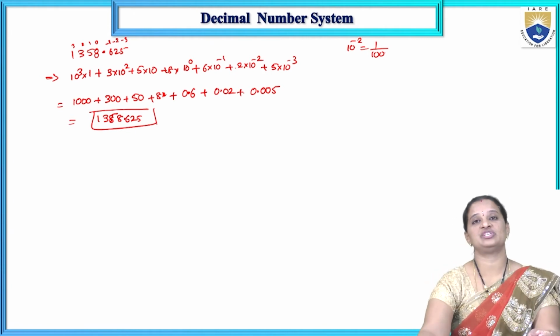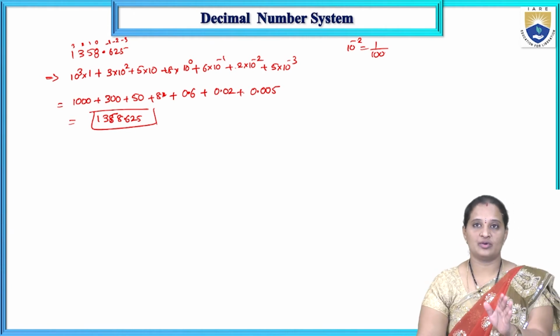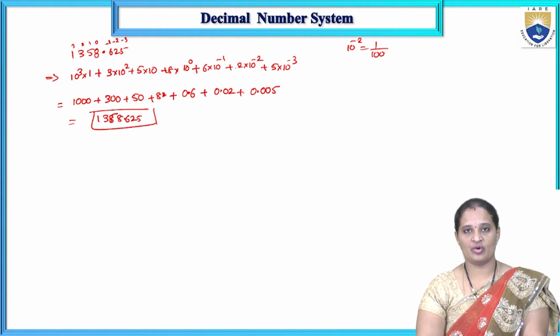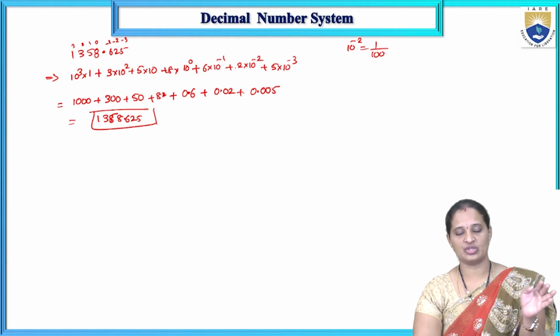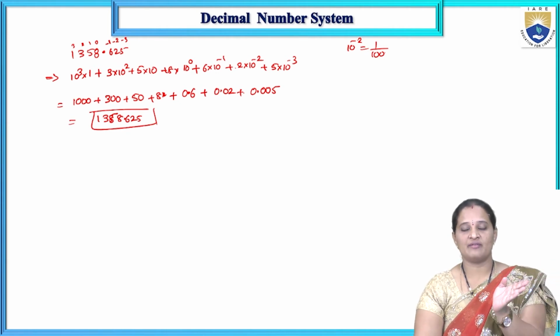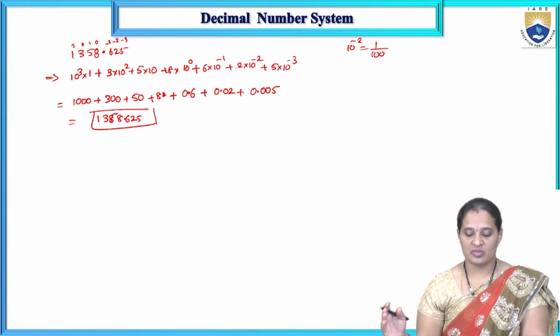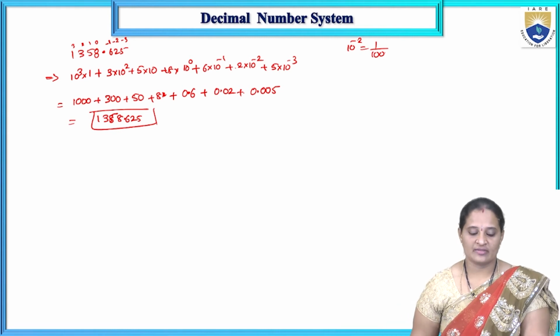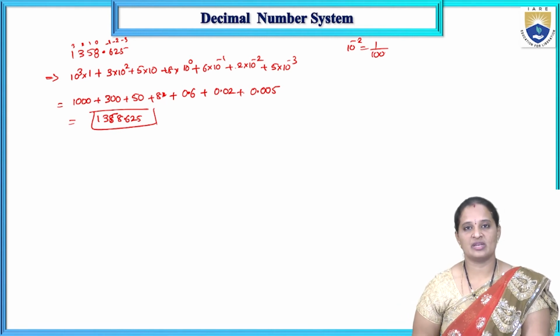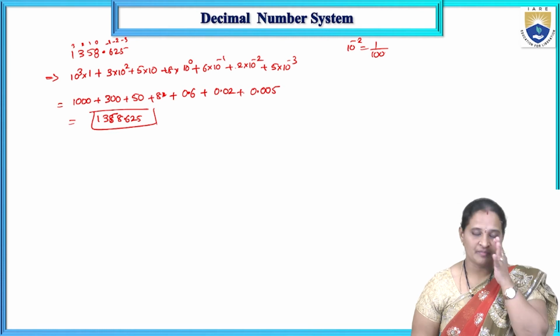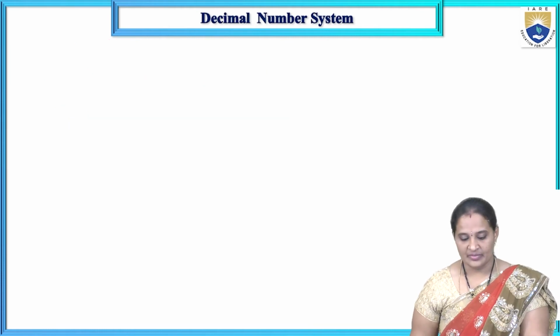So that means the positions of a digit to the left side of the decimal point will start from 0, 1, 2, 3 and so on, whereas to the right side of the decimal point, the positions will start from -1, -2, -3 and so on. Like that, we can represent a decimal number in terms of powers of 10.